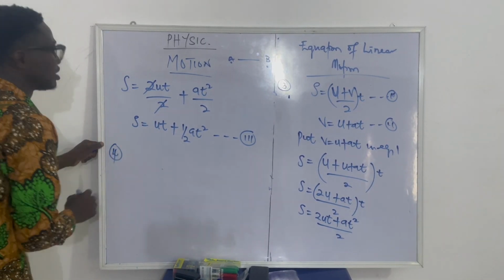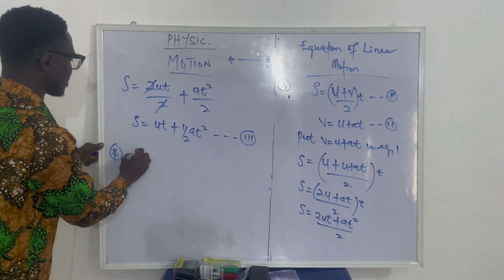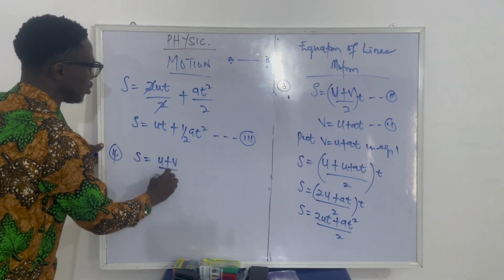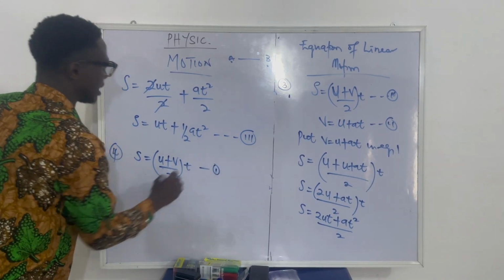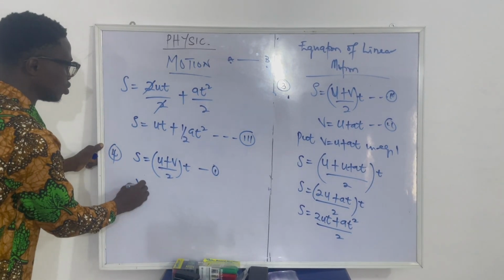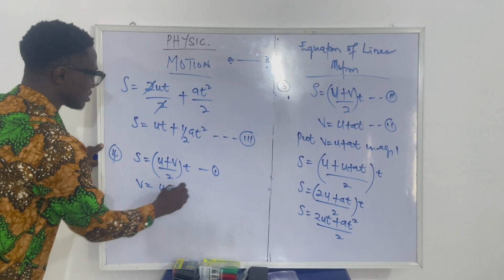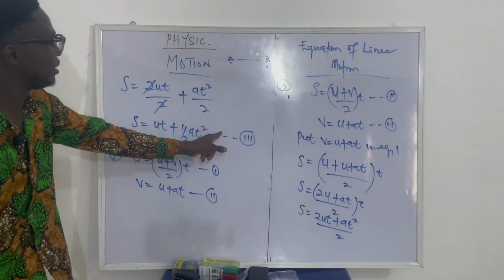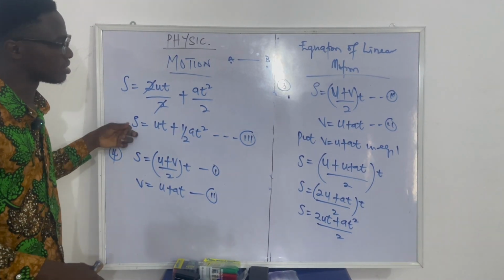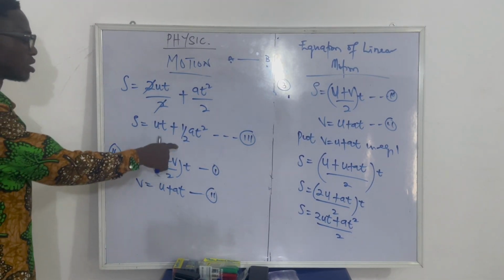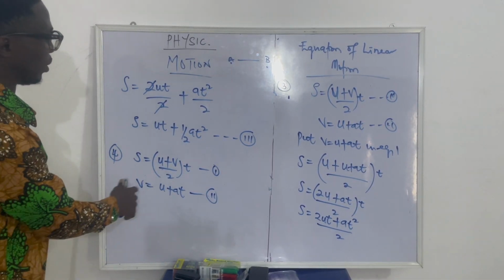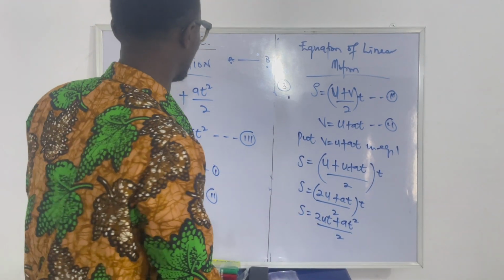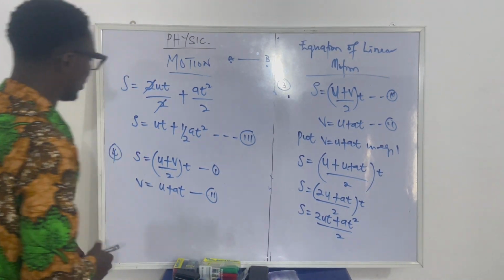Now, the fourth equation, I made mention that the first equation is still s equals to u plus v over 2 multiplied by t. That's equation 1. So equation 2, that's v equals to u plus at. Now, we eliminated v here and we got this. Now, we will eliminate what? T here. Now, in equation 2, we have to make t the subject of the formula.